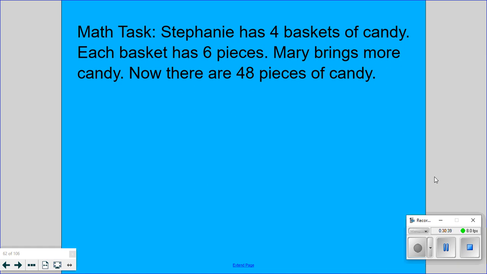All right, crew, so we were looking at this task. You were solving this with your partner. We've got Stephanie has 4 baskets of candy. Each basket has 6 pieces. Mary brings more candy, and now there are 48 pieces of candy. What was the first piece that I needed to figure out before I could figure out how much Mary brought? Because it doesn't tell me how much Mary brought, but there are some pieces that I can figure out.